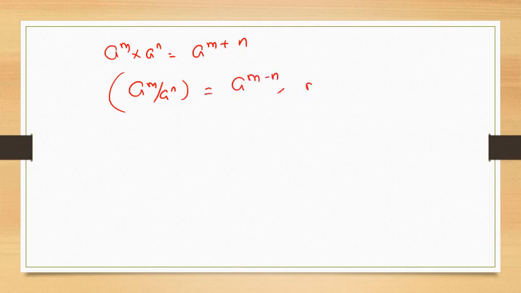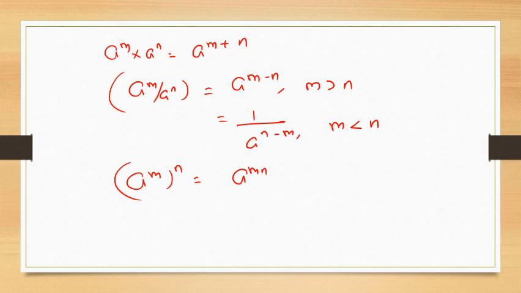So what are the laws of exponents again? Main laws of exponents: a raised to m into a raised to n is equal to what? A raised to m plus n. Another is a raised to m divided by a raised to n is equal to what? A raised to m minus n, provided m greater than n, is equal to 1 by a raised to n minus m if m less than n. Now a raised to m the whole raised to n is equal to what? A raised to mn. And a raised to minus n, it is positive exponent. So what? 1 by a raised to n.